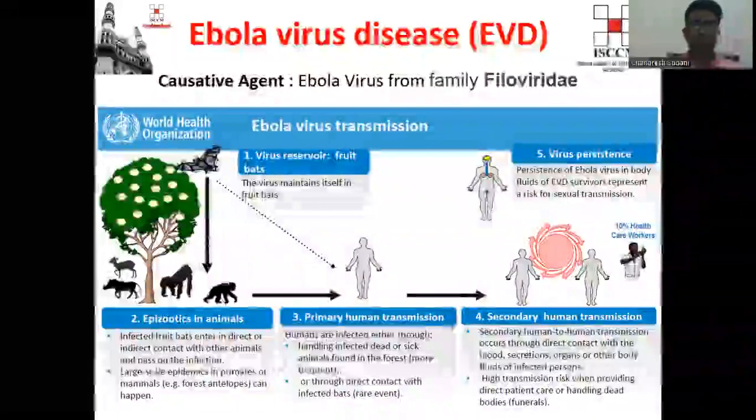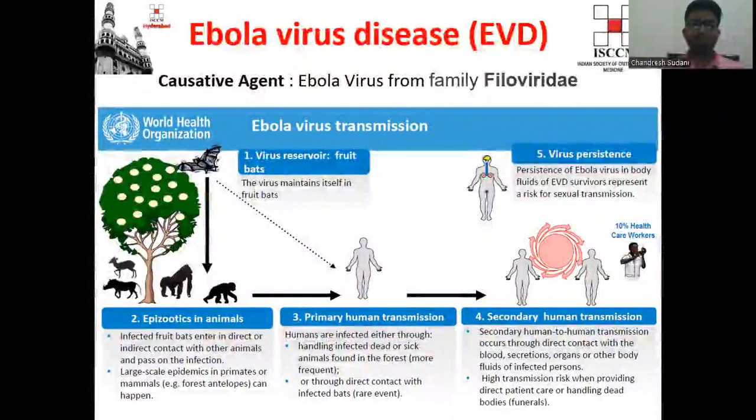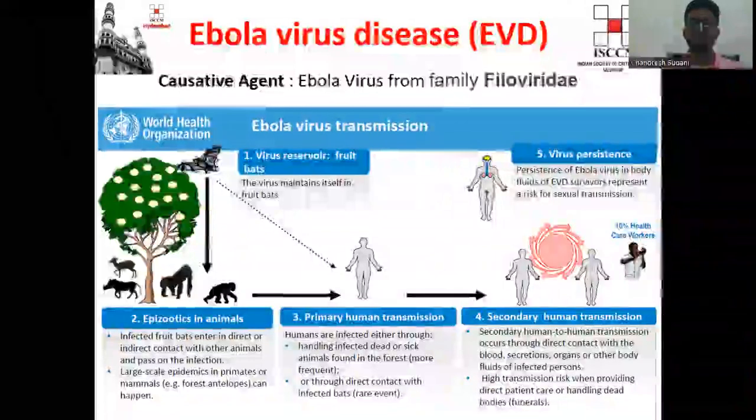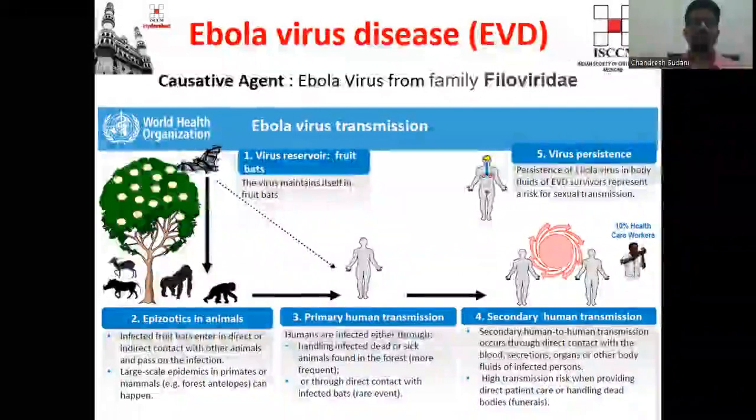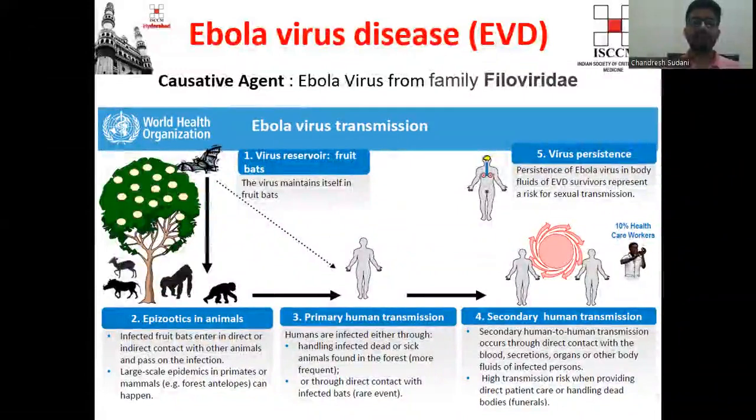If you look at the etiology, the Ebola virus comes from the family Filoviridae. Generally, the first reservoir is the fruit bats. These fruit bats will spread the disease in animals. That's why epizootics occur: infected fruit bats enter into direct or indirect contact with other animals, and large-scale epidemics in primates or mammals can happen.